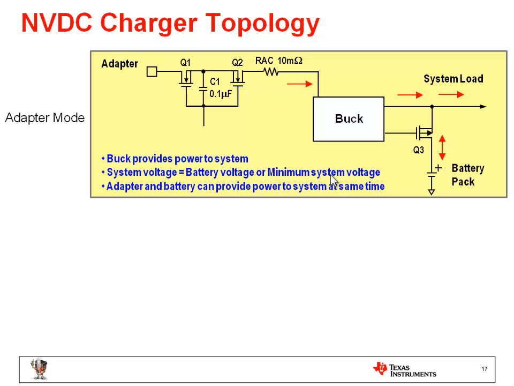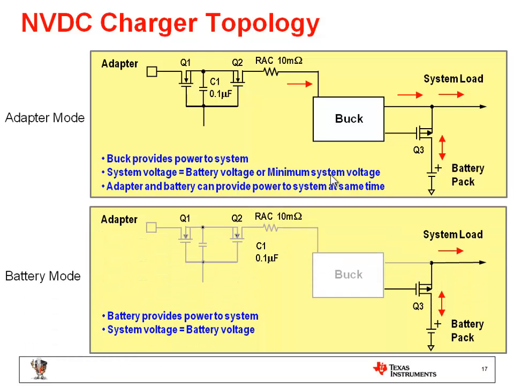Also, given this NVDC architecture, you can see the adapter and the battery can provide power to the system at the same time. Now you have a direct discharging path. You don't even go through a boost converter anymore. On the other hand, when the battery is the only power source, you still discharge the whole system through the battery. This is the same for the traditional configuration charger, the NVDC charger, and the hybrid charger.